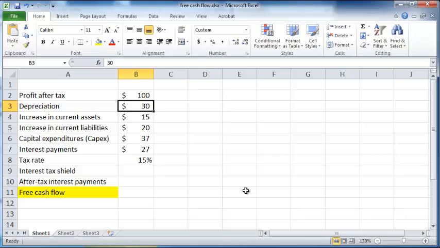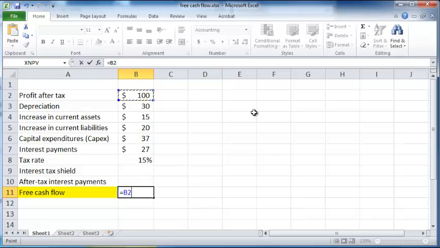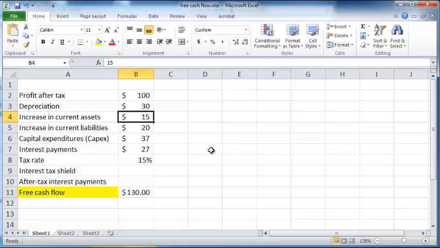And the accountants add a certain calculated amount based on regulations and so on to the depreciation. And this is deducted from the total revenues to arrive at the profit. But it's not really money that's going out of the pocket for the company. So what we do is we add back depreciation to profit after tax. Okay, next what we do is look at the increase in current assets.